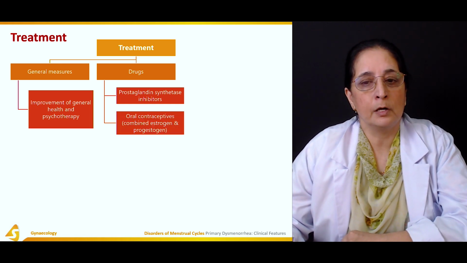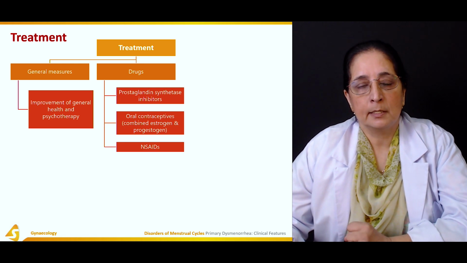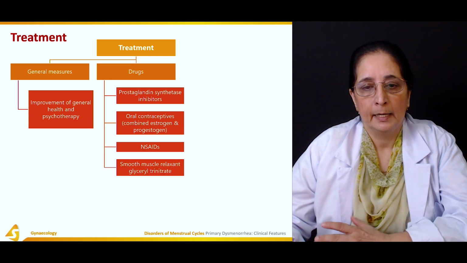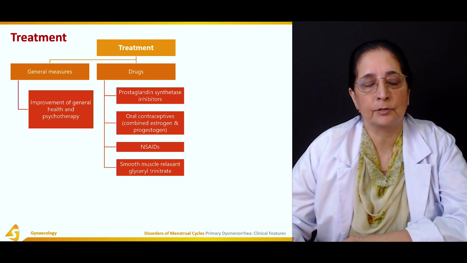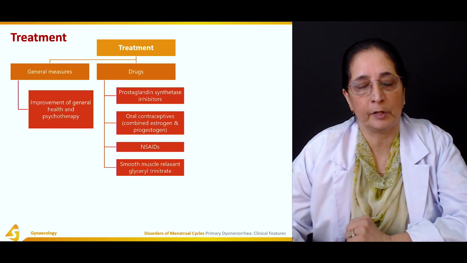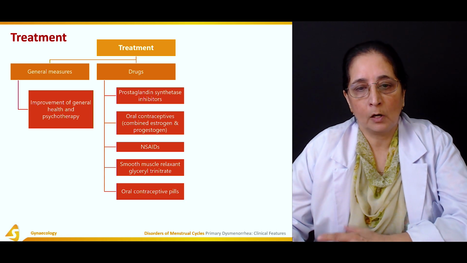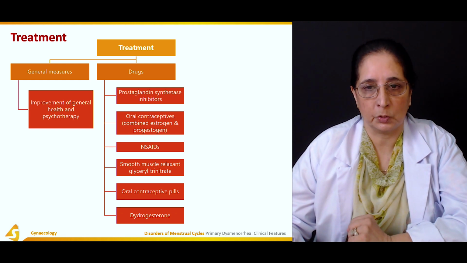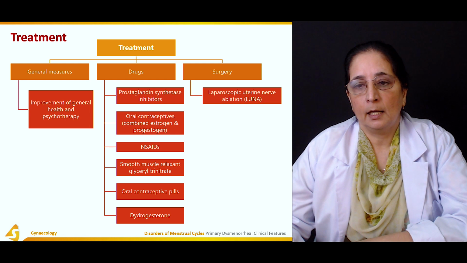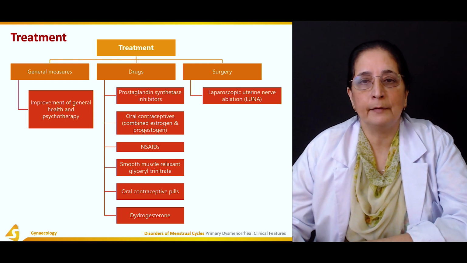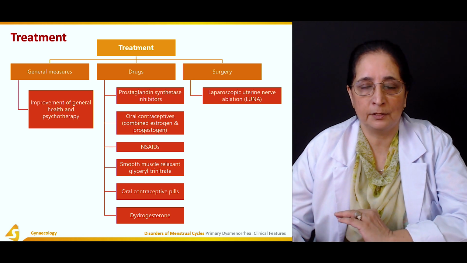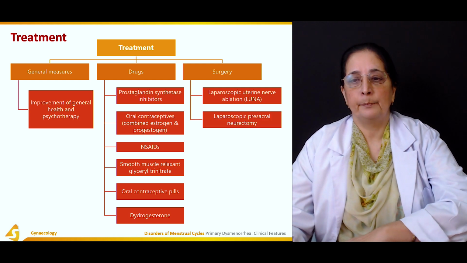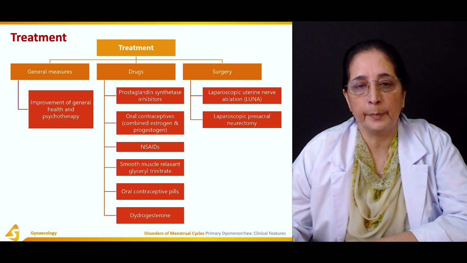Then also oral contraceptives, non-steroid anti-inflammatory drugs, which are analgesics for pain, then the smooth muscle relaxant glyceryl trinitrate is used. Oral contraceptive pills and dihydrogesterone are used. Then surgery: laparoscopic uterine nerve ablation, especially if it's very bad, this can be tried. And laparoscopic presacral neurectomy.